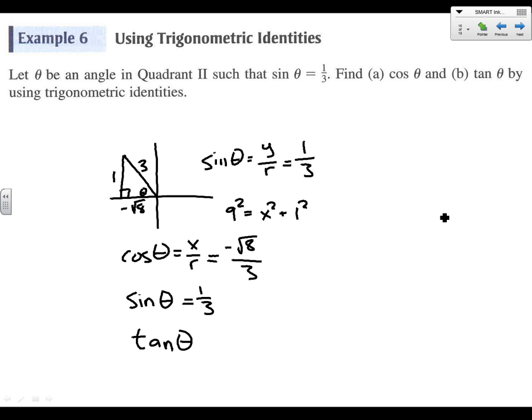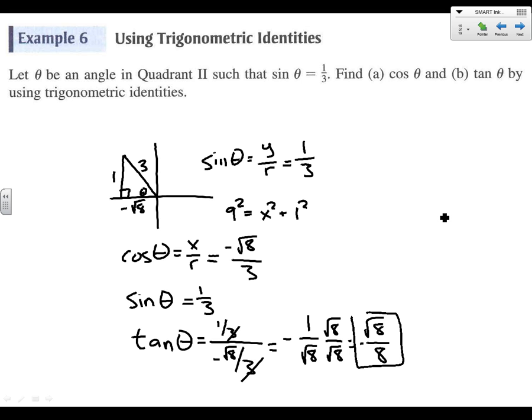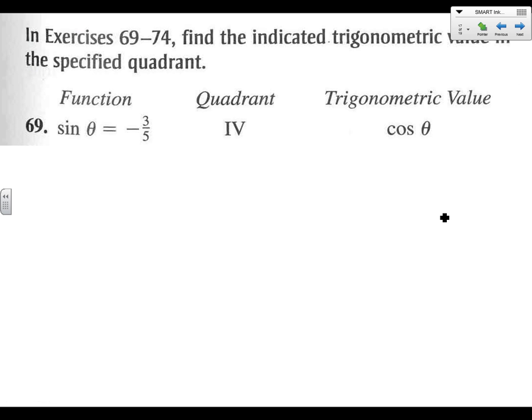And so the tangent is the sine, 1/3 over negative root 8 over 3. Remember that if you divide here, the 3's will cancel. So we'll have negative 1 over square root of 8. Can't leave it like that. So we'll get negative root 8 over 8 as our answer for the tangent. See if you can do it yourself on problem 69.